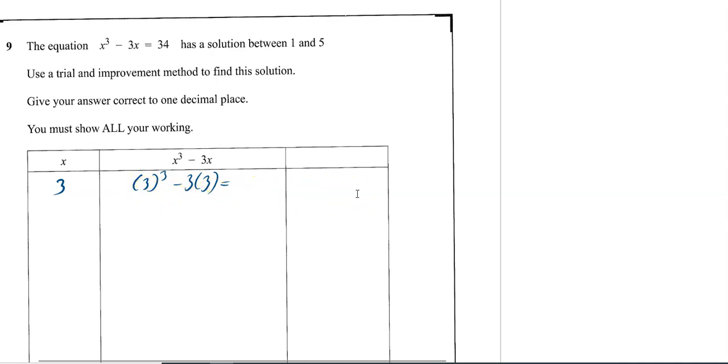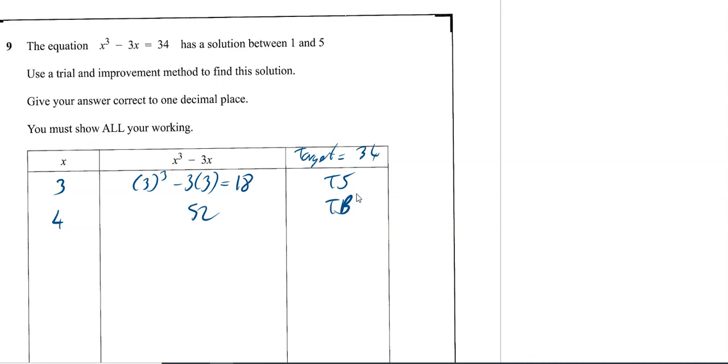So I fire that into my calculator, brackets 3, close my brackets, that was cubed, and minus 3 times brackets 3 and press equals, and I get 18. Okay, so my target, remember, I wanted it to be 34, so it is way too small. So we'll try the 4. So I go into my calculator, delete the 3's inside the bracket, change them to 4's, and that gives me 52, which is too big. It's closer to my 4 than it is to my 3, I think.